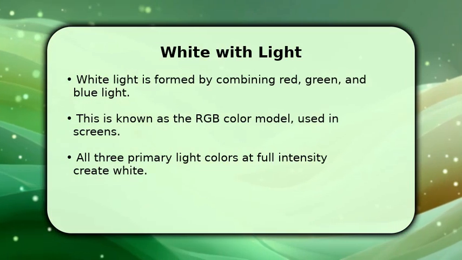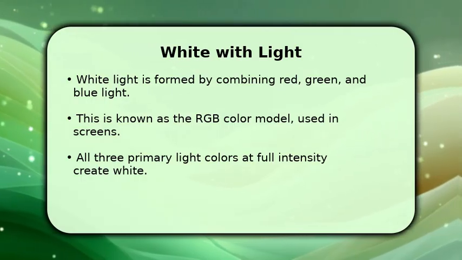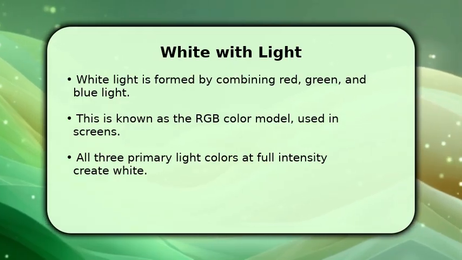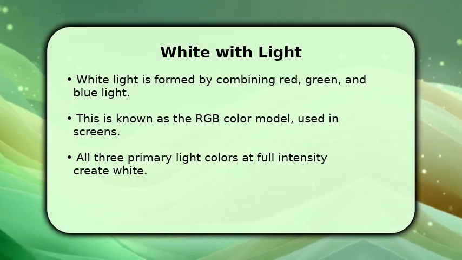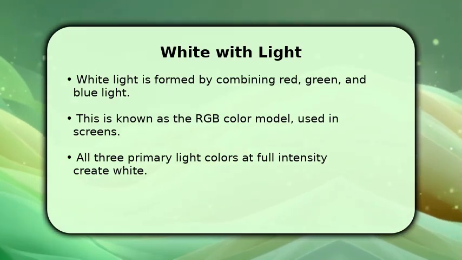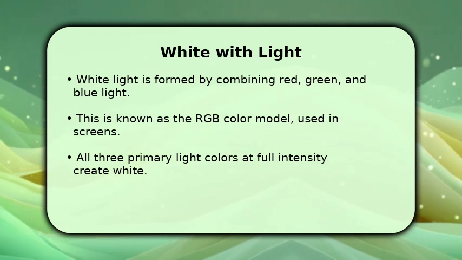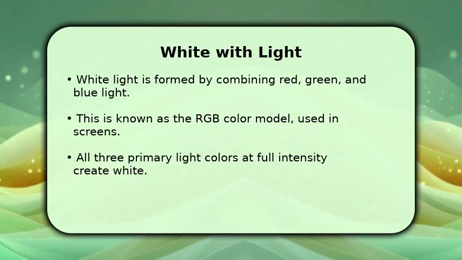In contrast, when we talk about light, white is created by combining the three primary colors of light: red, green, and blue. This is the additive color model, which is how your computer screen or television works. When red, green, and blue light are projected together at their full intensity, the result is pure white light. Think of it as adding all the colors of the rainbow together.